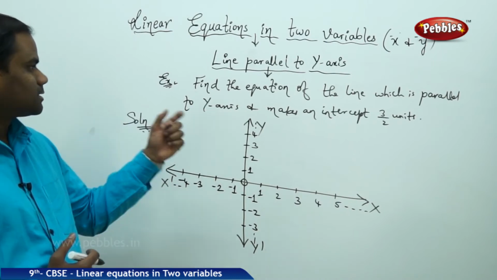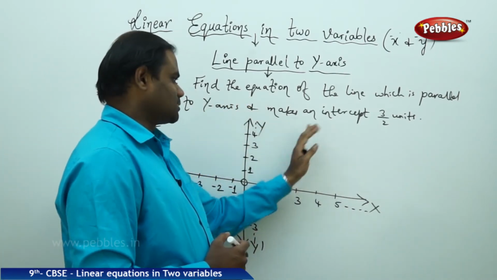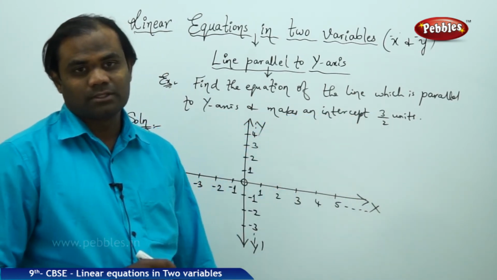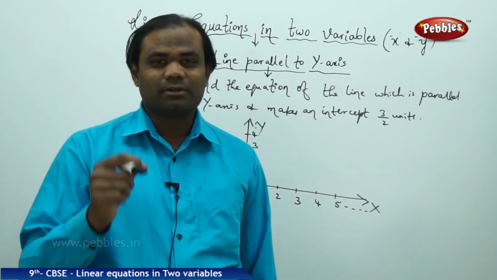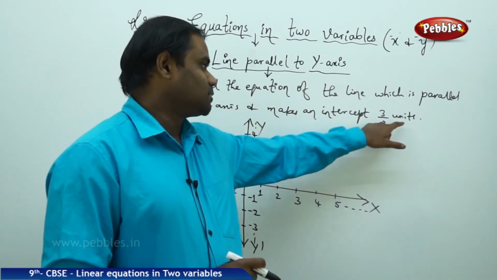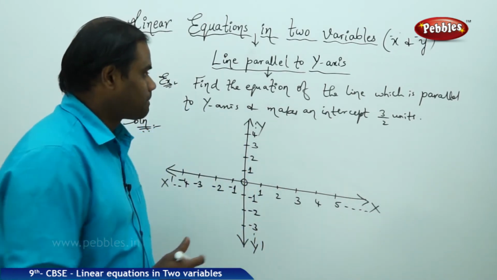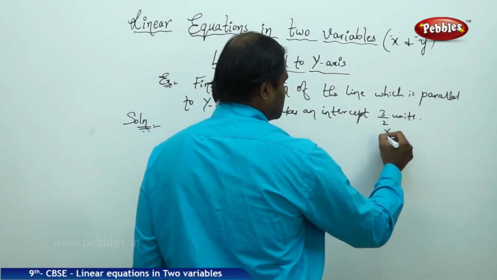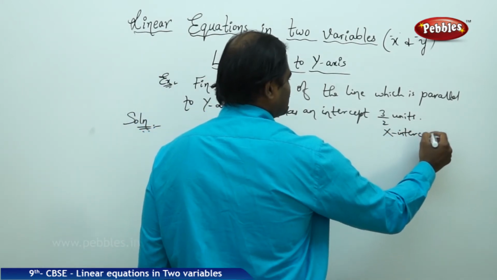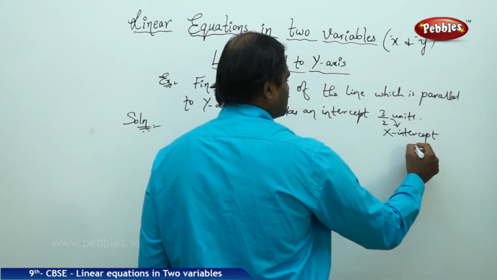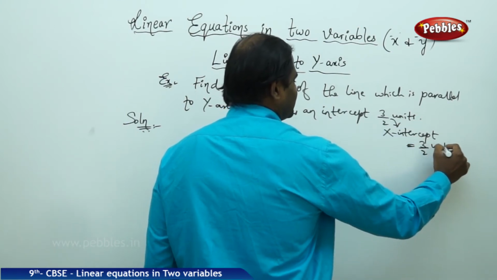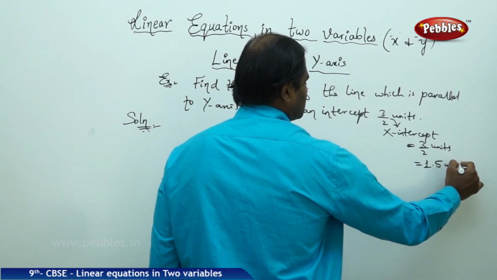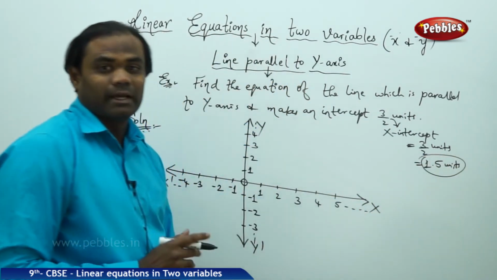Now clearly it says the line is parallel to y-axis and it passes through the intercept 3/2 units. So initially it is very essential that we locate the x-intercept, which is 3/2 units. Now here 3/2 units is the x-intercept, indirectly 3/2 units is 1.5 units, is how I understand the x-intercept.